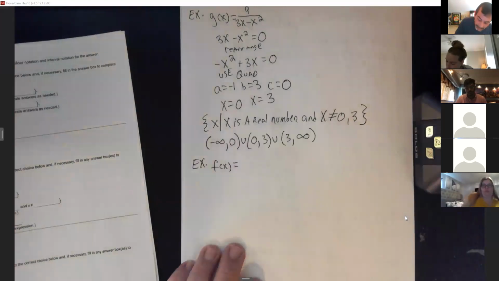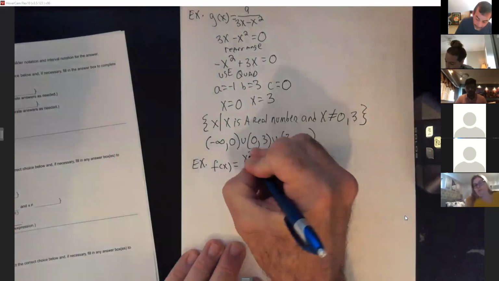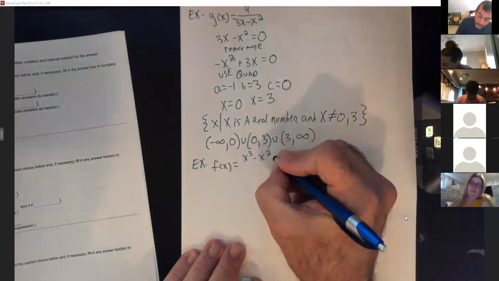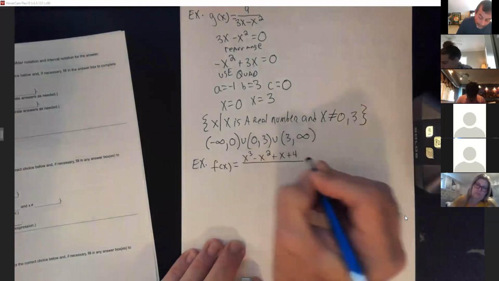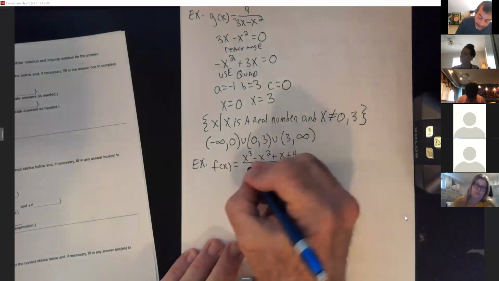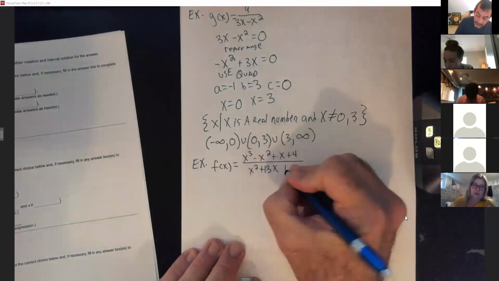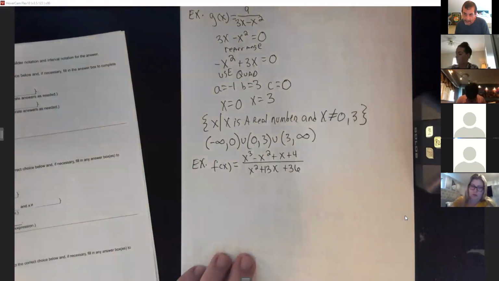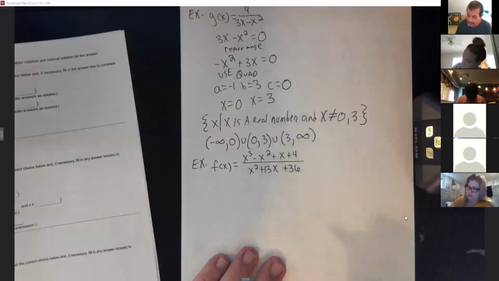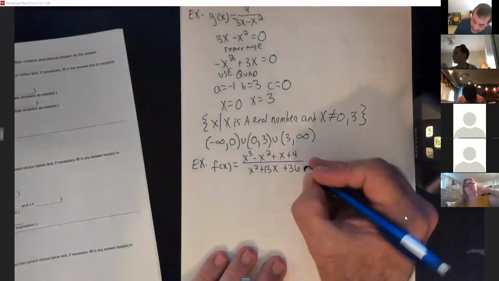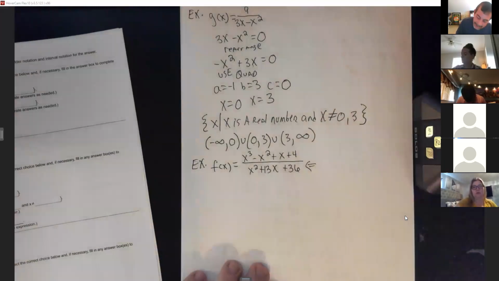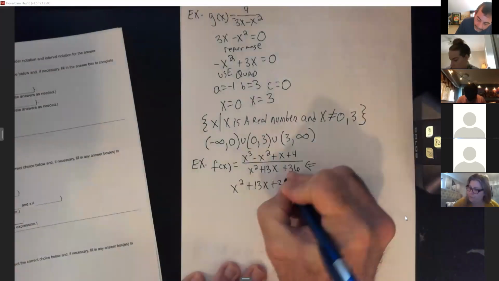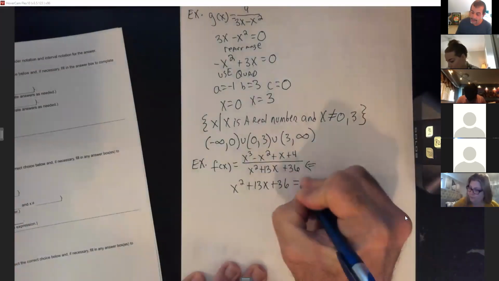Ooh, look at this one. On top, it's got an x to the 3rd minus an x squared plus an x plus a 4 all over x squared plus 13x plus 36. Oh, we're glad we don't have to mess with that top on this one because that's 4 terms and we don't like that grouping stuff. So all I'm worried about is the bottom. So I'm going to set the bottom equal to 0. And then solve that using my quad.